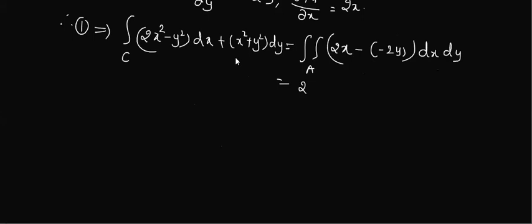2 can be taken out, no? Am I right? Yes, ma'am. Minus into minus is plus. So just see this, you have to integrate first with respect to x and then y, and see the limits. What we discussed for x, it is simple: minus a to plus a. But for y, it is 0 to root of a square minus x square. So really it is going to be problematic.